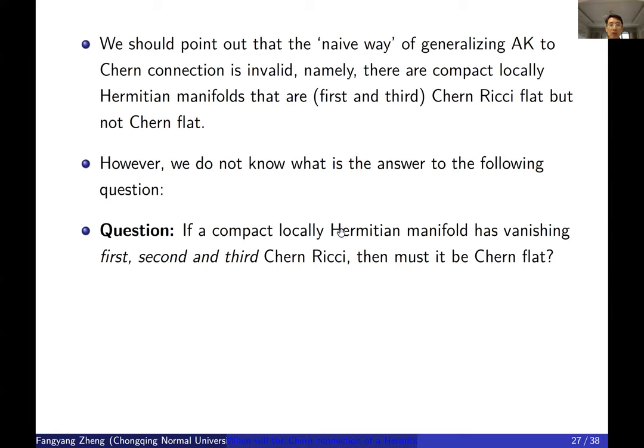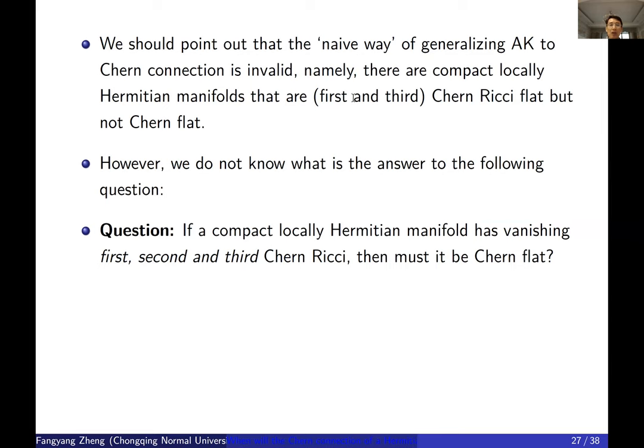See here, if you just want the manifold to be homogeneous, oh, here I missed the word. Locally, you wanted to write locally homogeneous. Yes, so there was a typo. I missed the word: locally Hermitian homogeneous. So if it's Ricci flat in the sense that all three Riccis vanish, would that imply it to be flat? That's the question. Sorry about the typo. But if you skip the second Ricci, then there are counterexamples. Then it's not true.